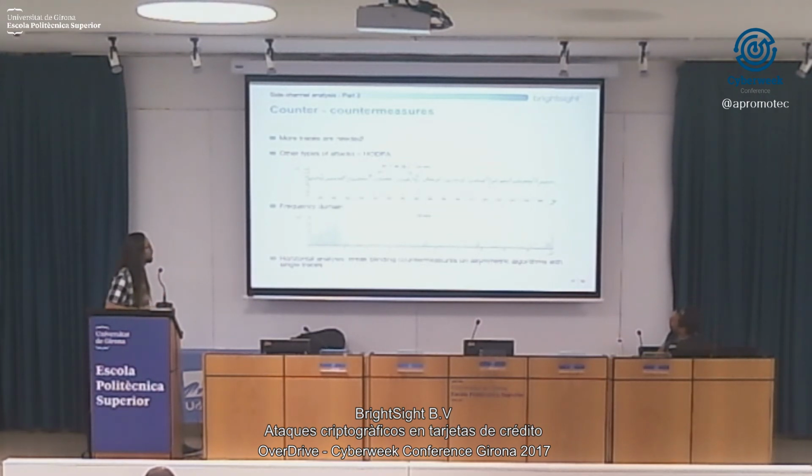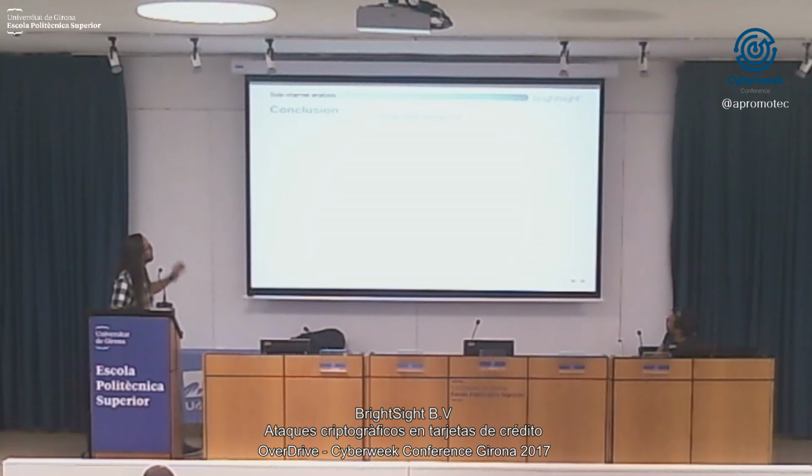We can also use the frequency domain to avoid some of the countermeasures like noise and time jitters, or for instance, to break blinding or masking operations on asymmetric algorithms. There are some horizontal analyses based on the same SPA and DPA, but only using the patterns observed in a single trace. I don't have enough time to explain that.